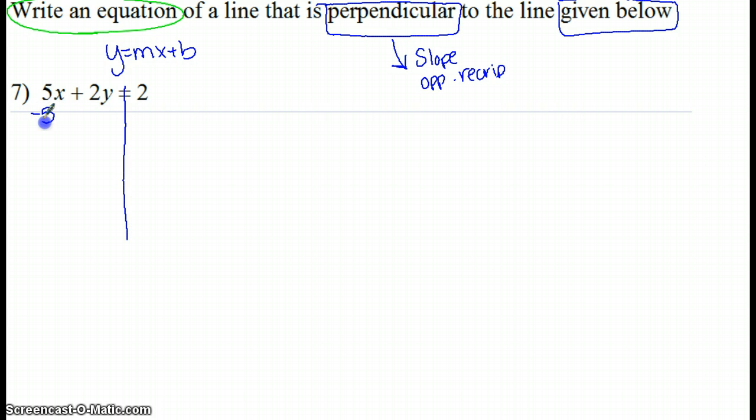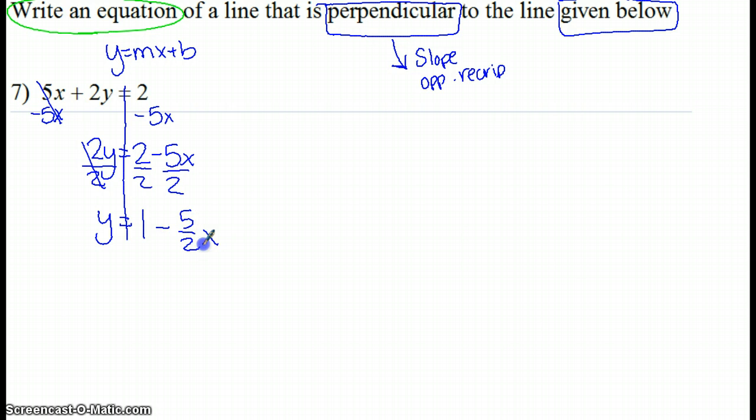Again, we want to get rid of the x's, so I will take away 5 x's from each side. 2y equals 2 minus 5x. Divide every part by 2, so that y equals 2 over 2 is 1 minus 5 over 2x. I know that my slope of the given line is negative 5 over 2.